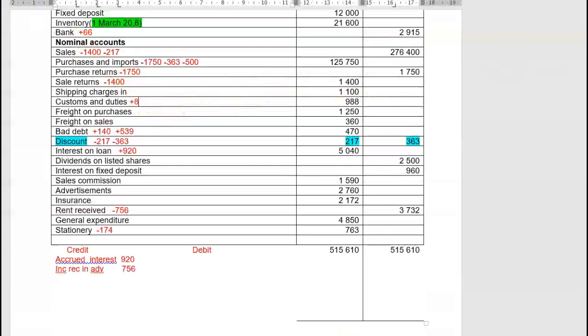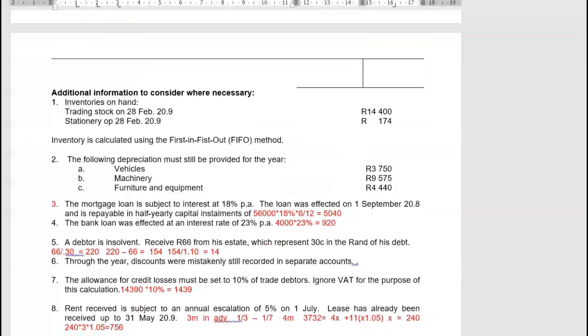So we're going to debit this account. What account are we going to credit? Going to credit accrued expenses again, for that 80 Rand that we still have to make provision for. Good.